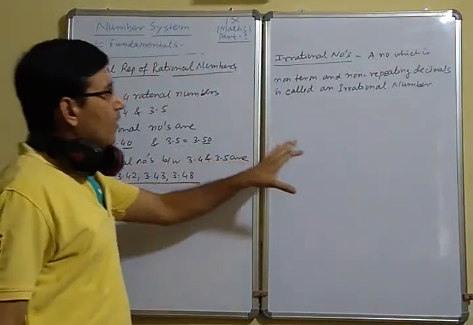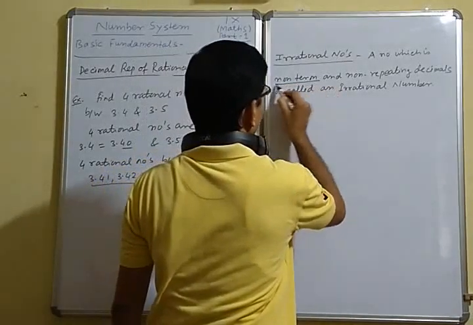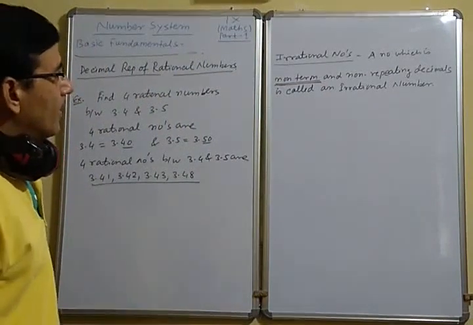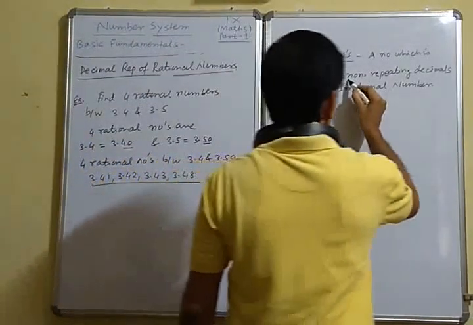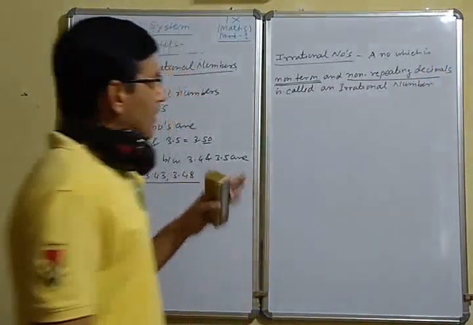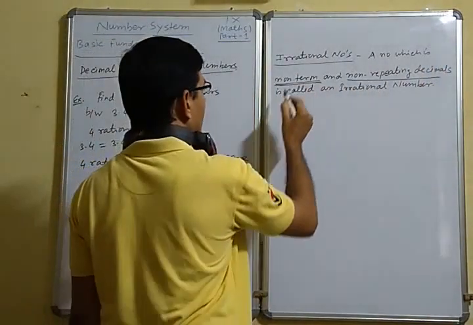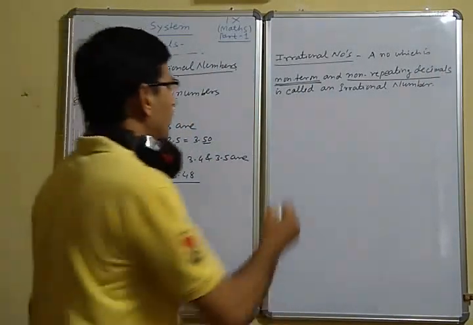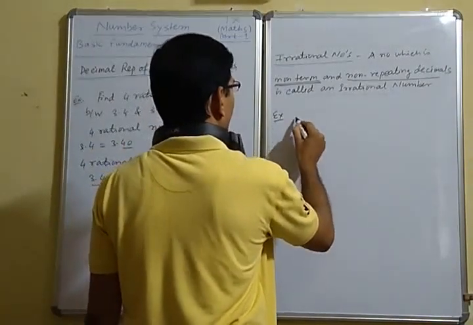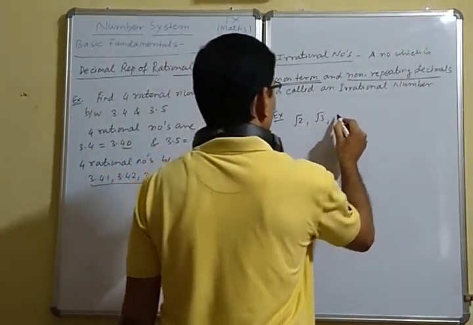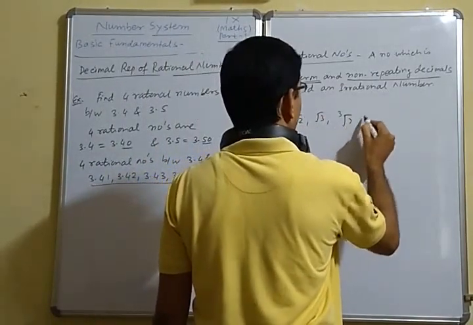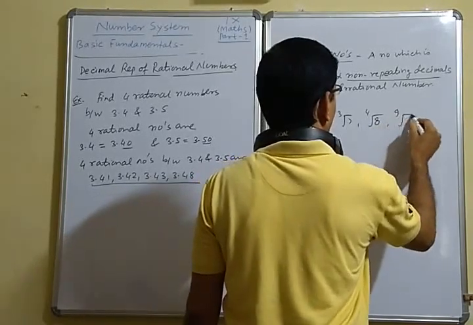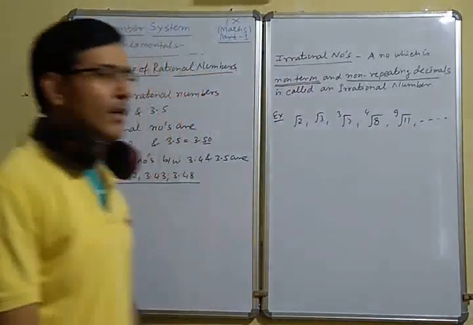In case of an irrational number, it is non-terminating. The first point is non-terminating: it never ends up at a finite number. And it is non-repeating decimals. So it is non-terminating as well as non-repeating decimals. Such type of numbers is called irrational numbers. For example, root 2, root 3, cube root 7, root 8, root 11. These all are irrational numbers.